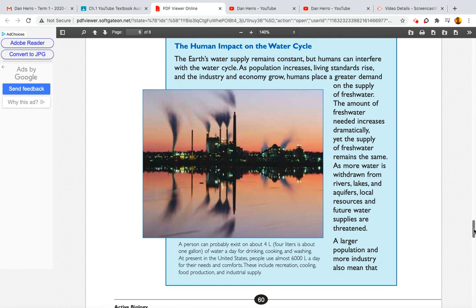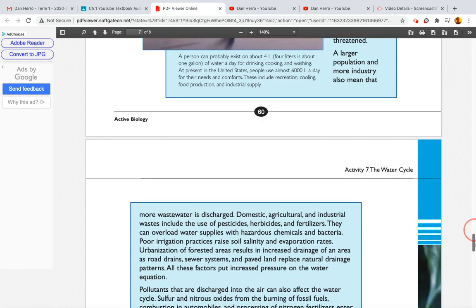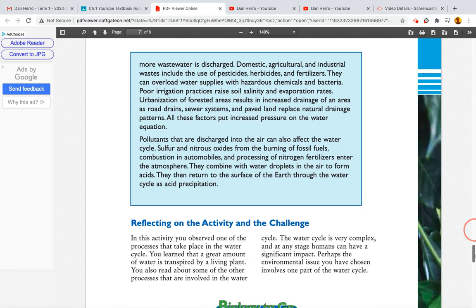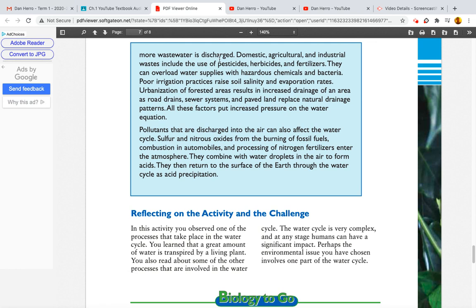A larger population and more industry also mean that more wastewater is discharged. Domestic, agricultural, and industrial wastes include the use of pesticides, herbicides, and fertilizers. They can overload water supplies with hazardous chemicals and bacteria.